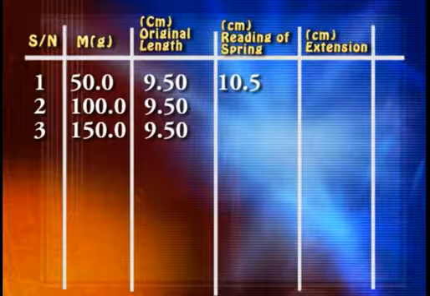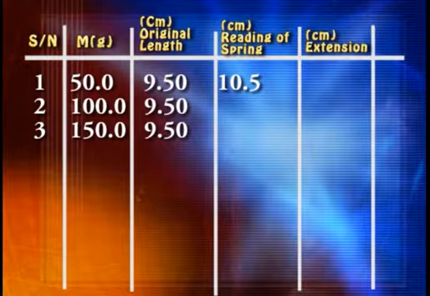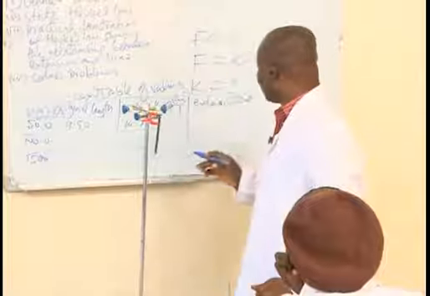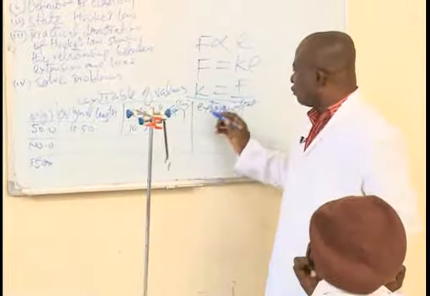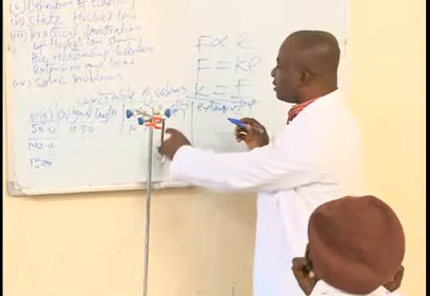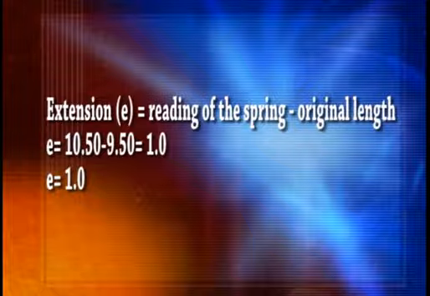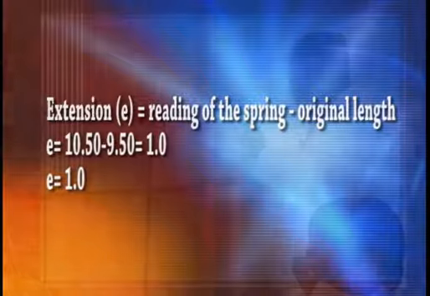No need of putting centimeter because centimeter is already here. Please don't make that mistake. 9.5 centimeter, this is how we write it. You don't just write 9.5. You have to put 0 by the side. Now, how do you get the extension? For you to get the extension, you have to subtract the reading from what? From the original length. That is 10.5 minus 9.5. What's the answer?